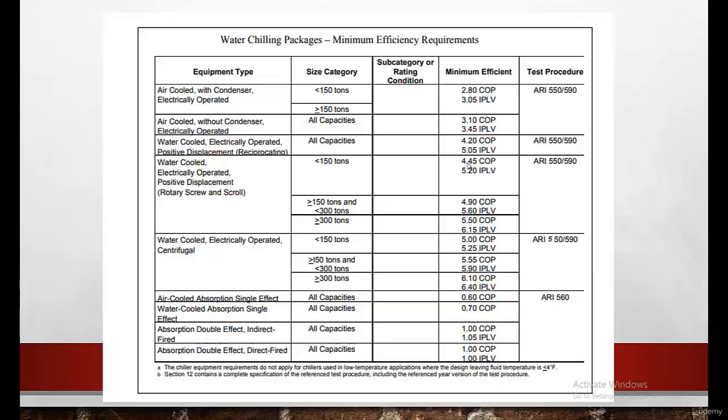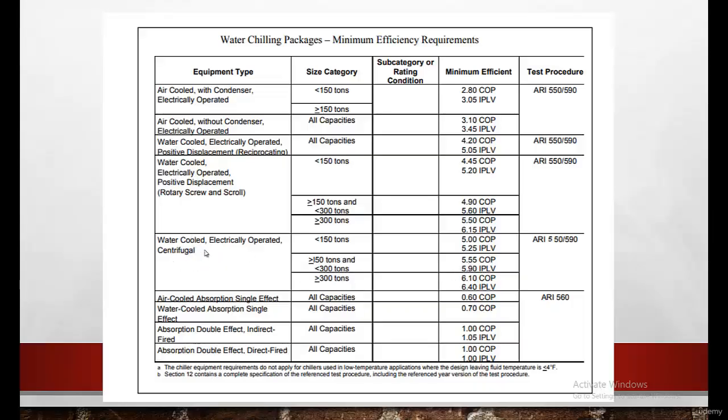So if we use a rotary screw compressor in a water cooled chiller, then that chiller is more energy efficient than the chiller in which we use a reciprocating compressor. A water cooled chiller, electrically operated, with centrifugal compressors has a coefficient of performance of 5. If its capacity increases from 150 to 300 ton, then its coefficient of performance is 5.55.